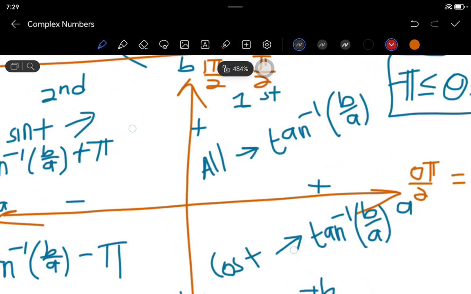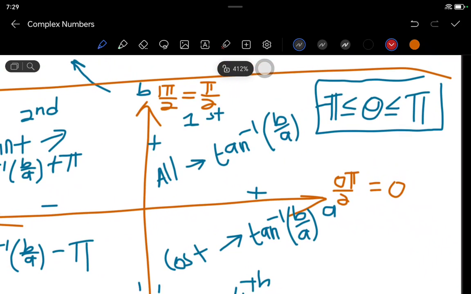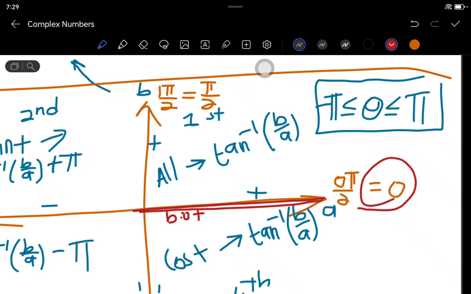You should know this. When A is positive and B is 0, we're going to have our angle being 0. You see, right? If A is positive, so let me just write them here. Just gonna include some of the things here.